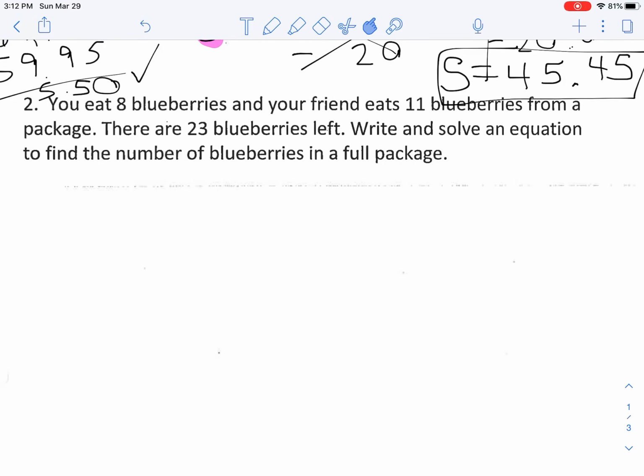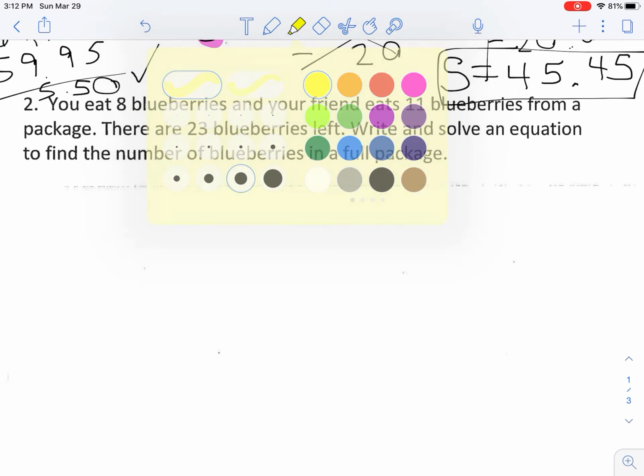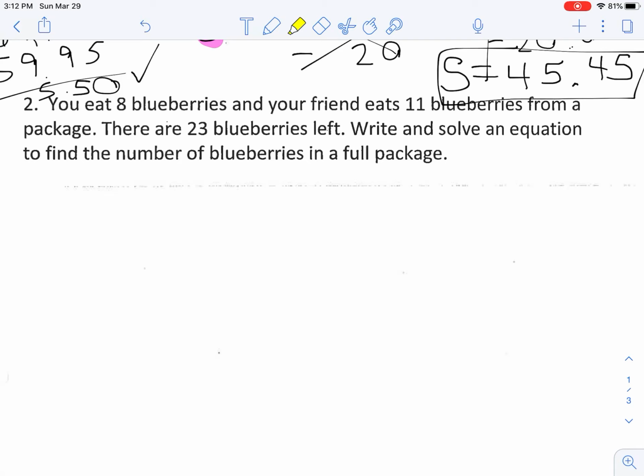Number 2, you eat 8 blueberries and your friend eats 11 blueberries from a package. There are 23 blueberries left. Write and solve an equation to find the number of blueberries in a full package. So remember, first we have to define the variable, and that comes from what the question is asking. To find the number of blueberries in a full package. So we always start with the word let.